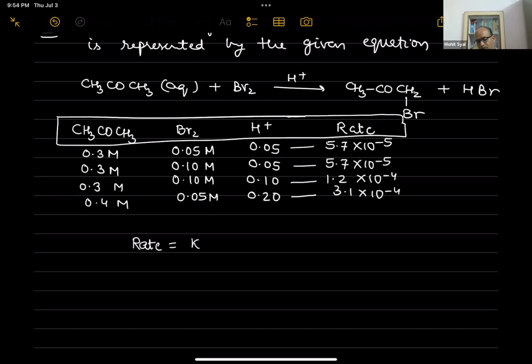But I don't think the concentration of Br2 will matter here, because even if we increase the concentration of Br2, the rate is the same. Yes, exactly. So look here and look here. The rate is same, so it is not affecting. It is a complex reaction. And now you need to look for this.